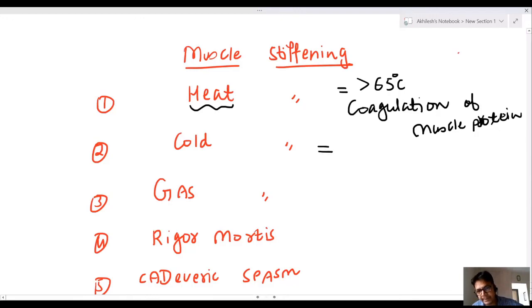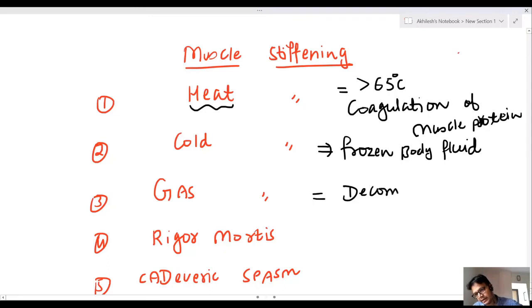Cold stiffening is when the body is surrounded by cold; it is because of frozen body fluid. Gas stiffening: in decomposition, gas forms in your body. This causes gas stiffening. So another important word we use, gas stiffening: in decomposition, gas forms in your body.